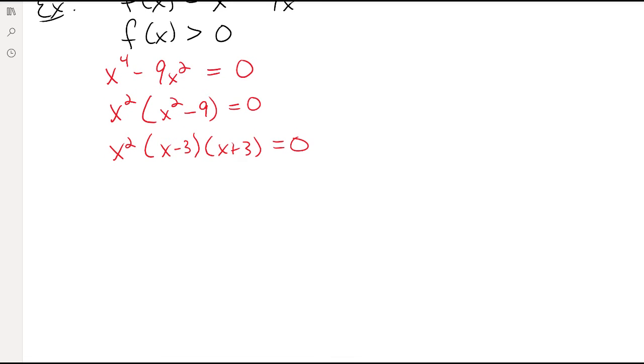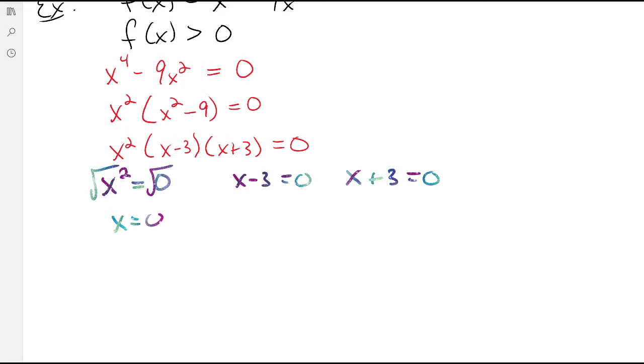Why is that? Because we're going to set up 3 different equations. Make sure we're clear here. x squared equals 0, x minus 3 equals 0, x plus 3 equals 0. Taking square roots of both sides here, x is equal to 0, x equals positive 3, x equals negative 3. Okay, so those are the zeros of this function.